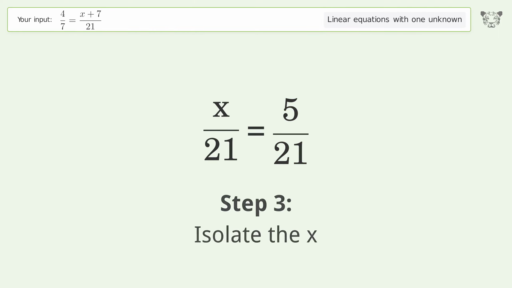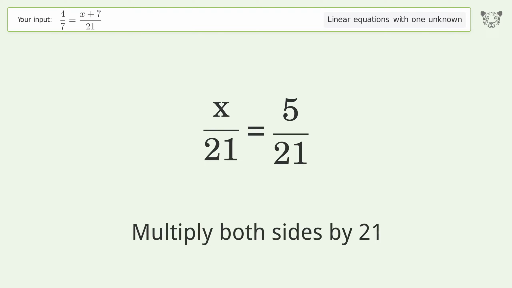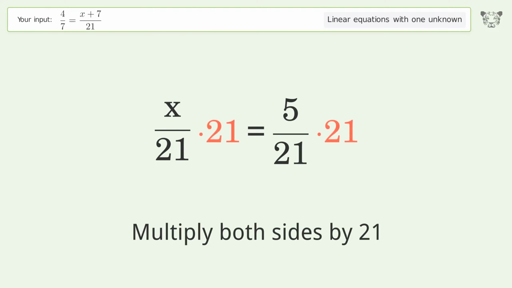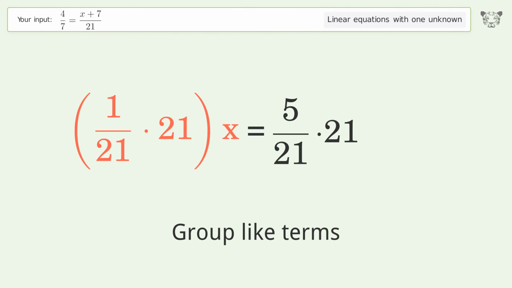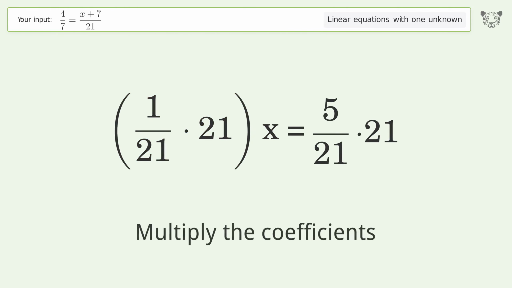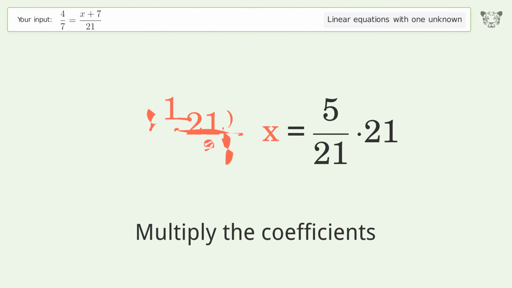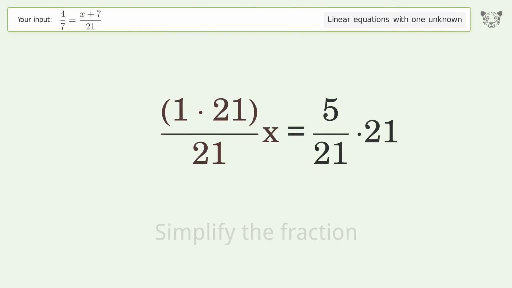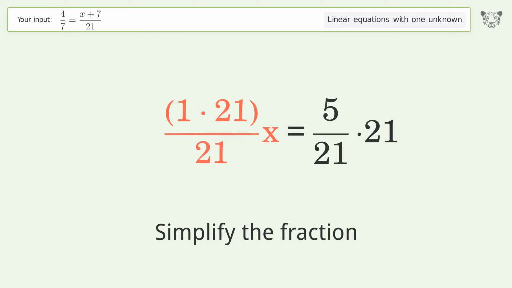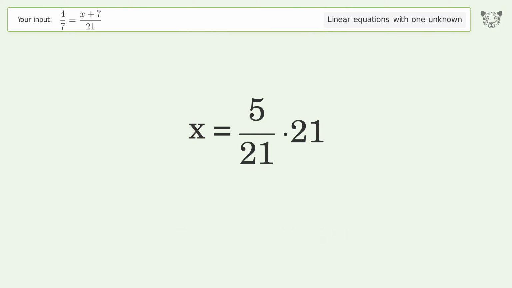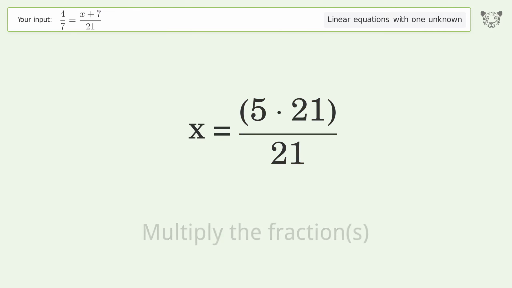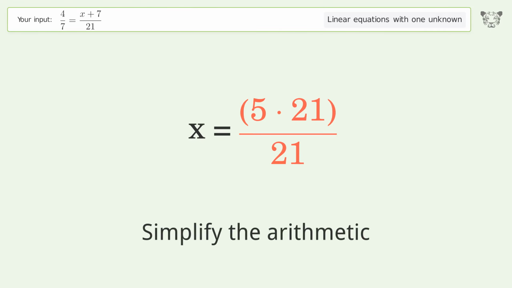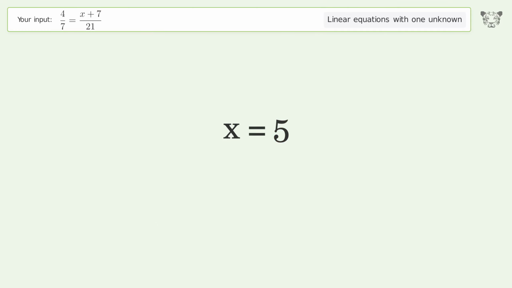Isolate the x. Multiply both sides by 21. Group like terms. Multiply the coefficients. Simplify the fraction. Multiply the fractions. Simplify the arithmetic. And so the final result is x equals 5.